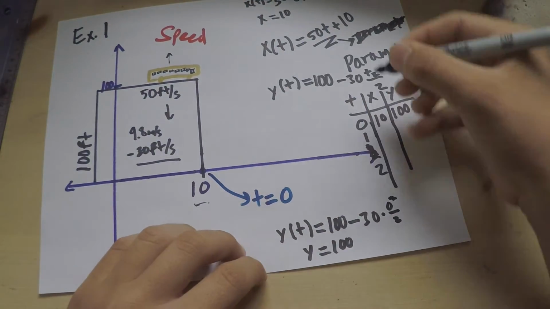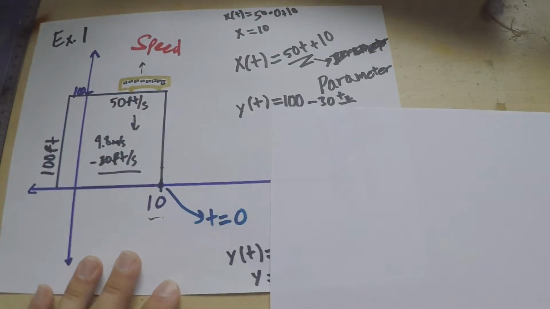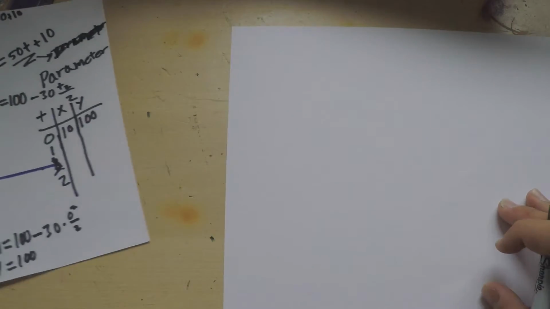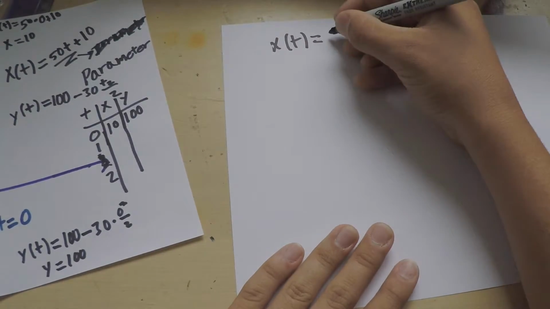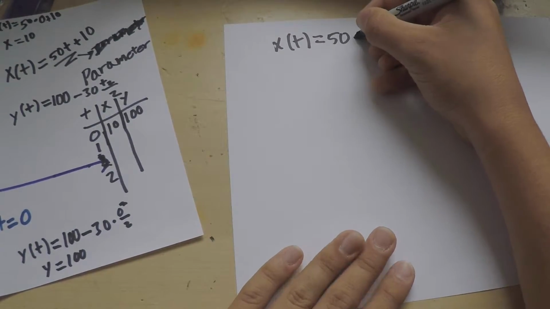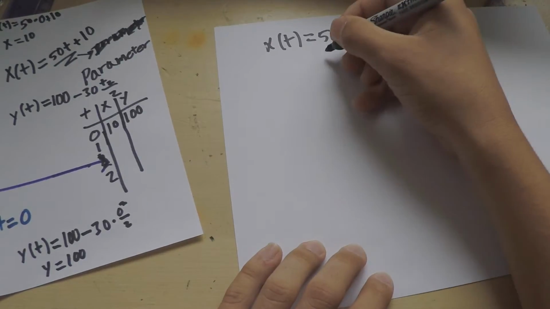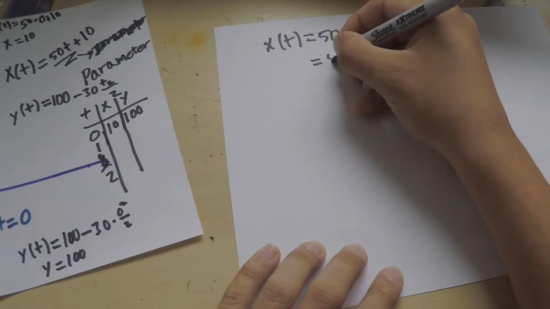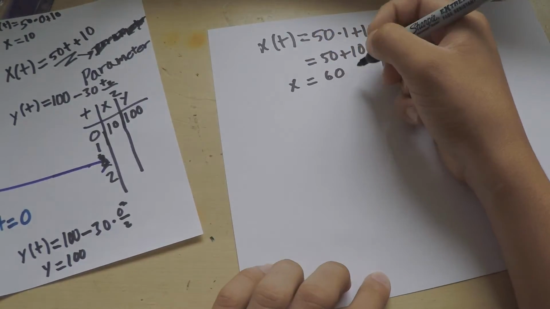If we want to find t equals 1, we'd say x is a function of time. Let's bring in a new piece of paper here. X as a function of time equals 50 times 1 plus 10. Then this would equal 50 plus 10, making x equal 60.